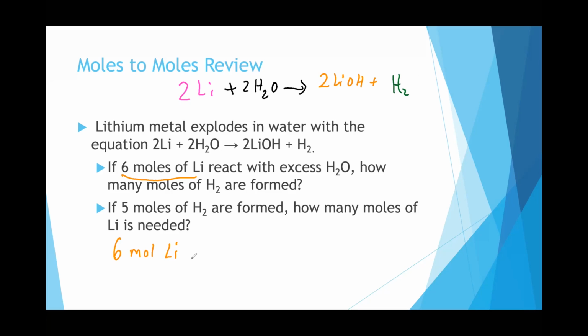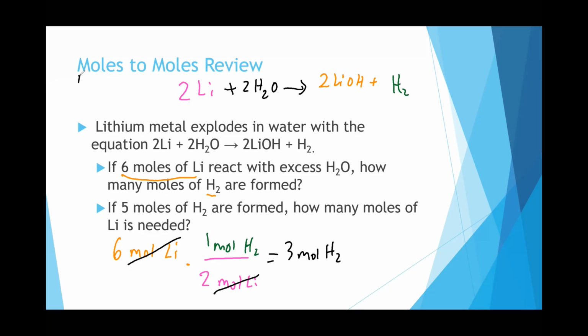Sorry. And then we need the ratio between lithium and hydrogen gas. As you can see, I color coded it. We want the lithium to be on the bottom. So we have 2 moles of lithium per 1 mole of hydrogen gas. We take the 2 from the lithium and the 1 from the hydrogen gas, and that fraction is always equal to 1. And then we cancel out the moles of lithium. So we get 6 divided by 2 is 3 moles of H2.